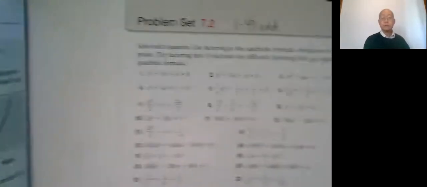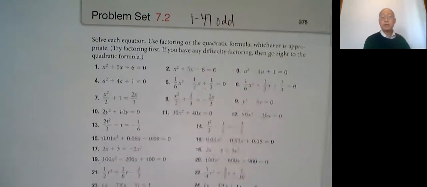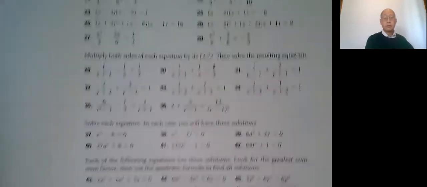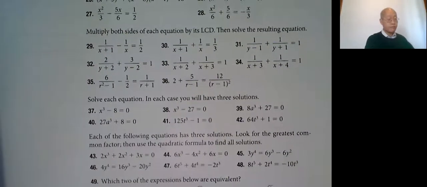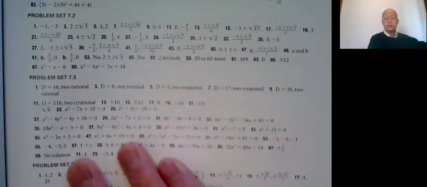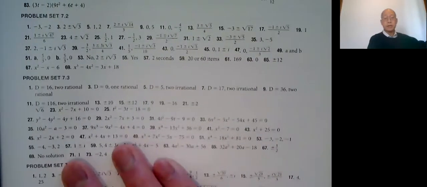Okay, 7.2, 1 to 47 odd, page 375. So there are some problems there, and up to 45 or 47. Okay, you can see those. And the answers in the back. 7.2. Move it over a little bit more. Yeah, I think you can see all of them there.